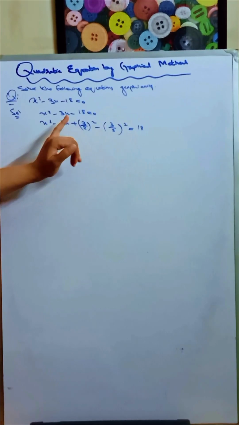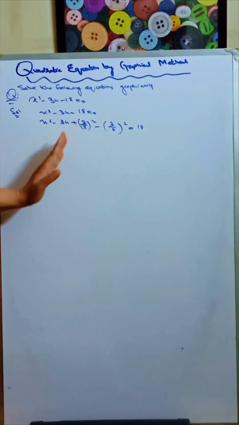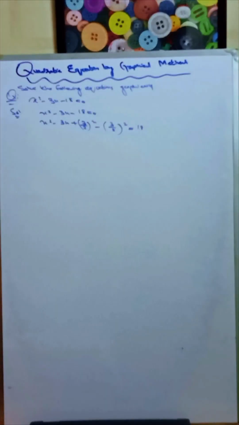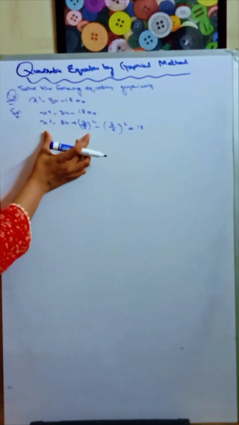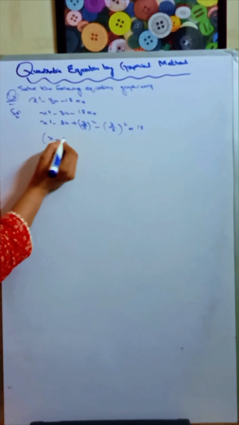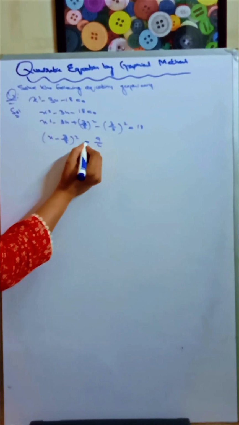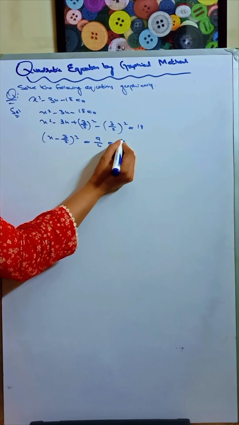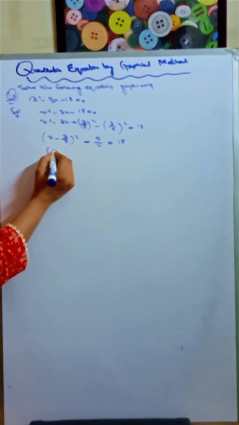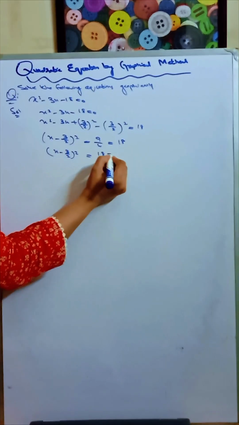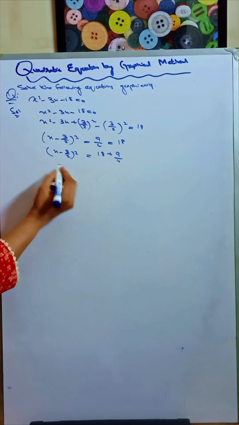Alright, equals to 18. After going towards the right side, it becomes positive. This is called transposing. Any problem here? I hope not. Now it will become a whole complete square. x minus 3 by 2 whole square minus 9 over 4 equals to 18. Next step, x minus 3 by 2 whole square equals to 18 plus 9 by 4.